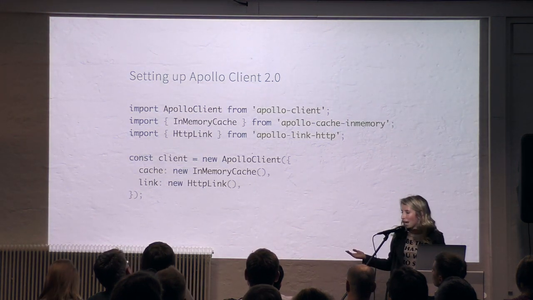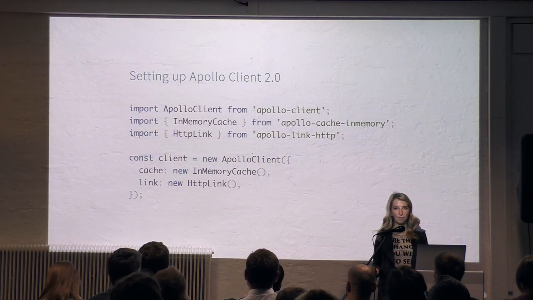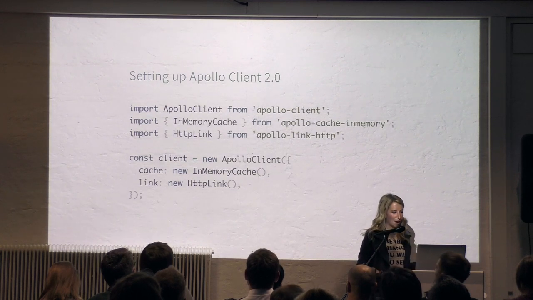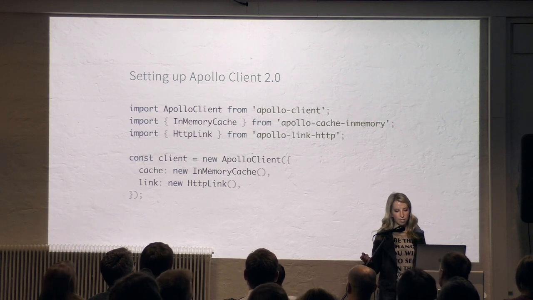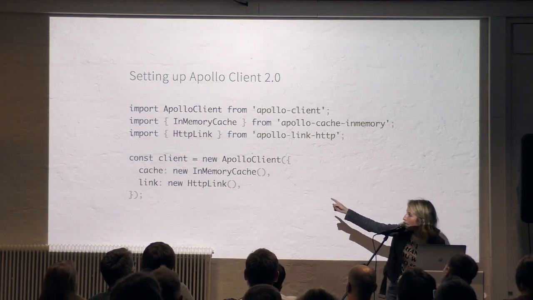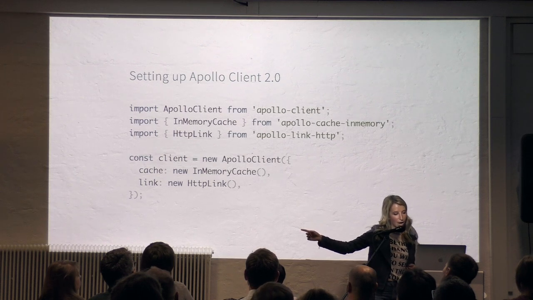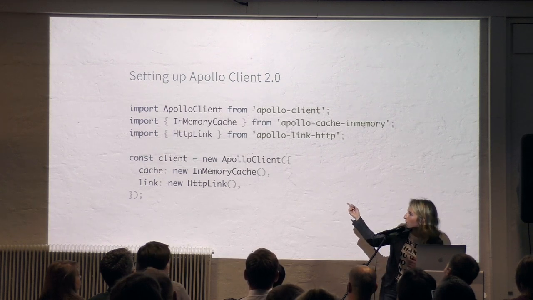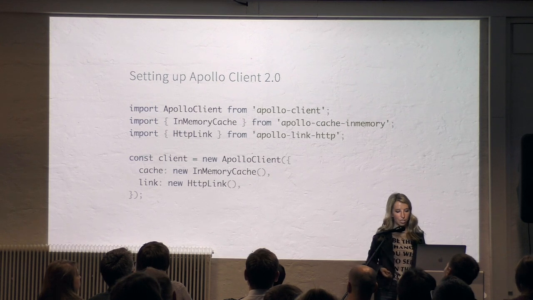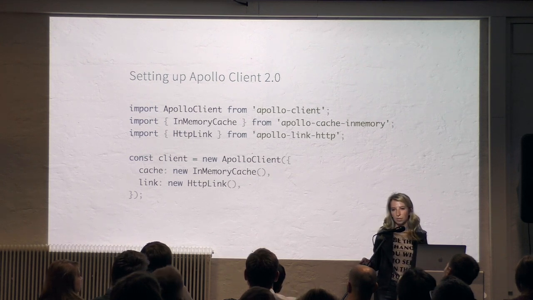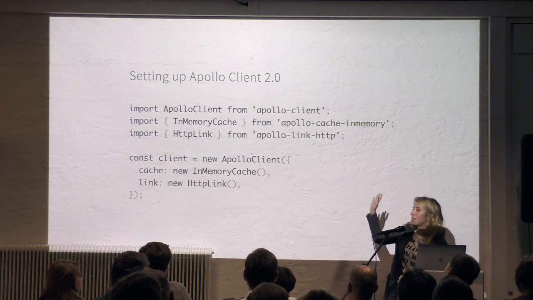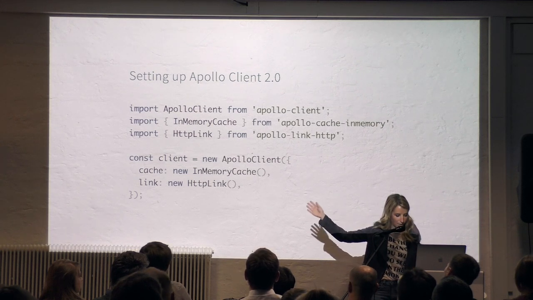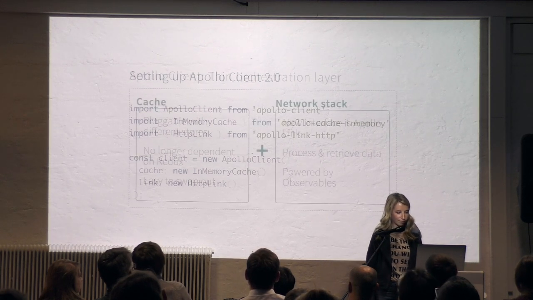So here's how you would set up Apollo Client 2.0 in your application. Not a whole lot has changed here, but there are really two key differences to be aware of. Now the constructor specifically requires a cache property and a link property on the configuration object. And the defaults, which I'm showing here, the in-memory cache and the HTTP link, are pretty much equivalent to the old network interface and cache that we had in the 1.0 version. So probably for 80 to 90% of users, this is what you're going to need to do to upgrade. It's barely any changes at all.